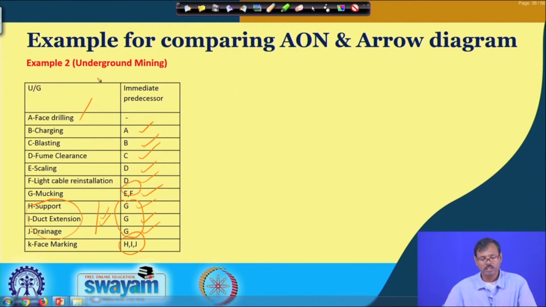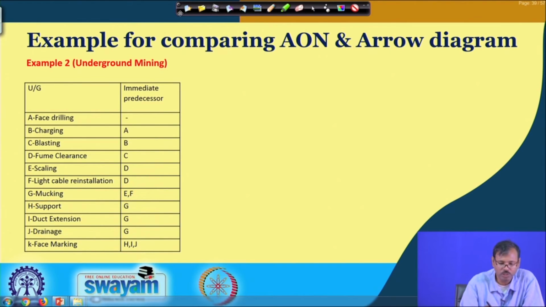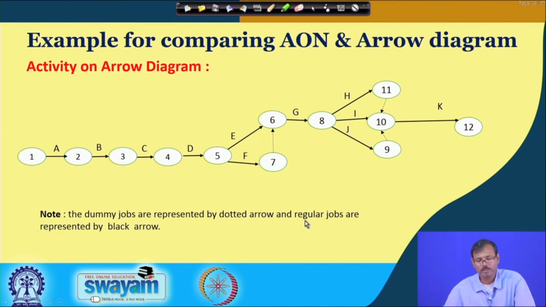So, this is one cycle of operation carried out in a face of a drift, or in a face of coal mines, or maybe in metalliferous mines, wherever it is used. So, this is one cycle of operation, and if you try to construct a network, it may look like this.